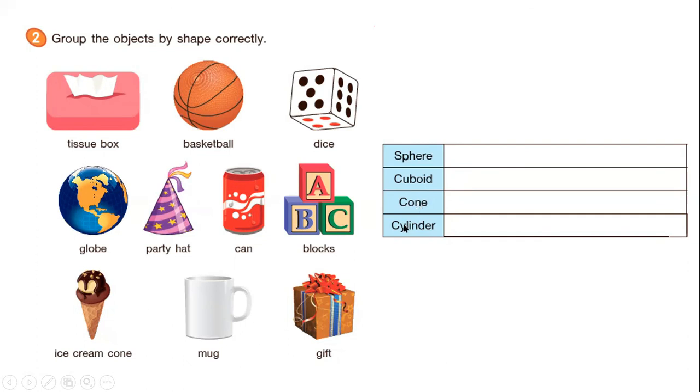What about cone? And then what about cylinder? Okay, now I will answer this one, then you answer this one, I answer this one, then you answer this one. So I begin with the sphere. This is a tissue box? No, it's not like a sphere. Oh, this is a basketball. It is round. Okay. It has no flat surface, no corners. So we say basketball.